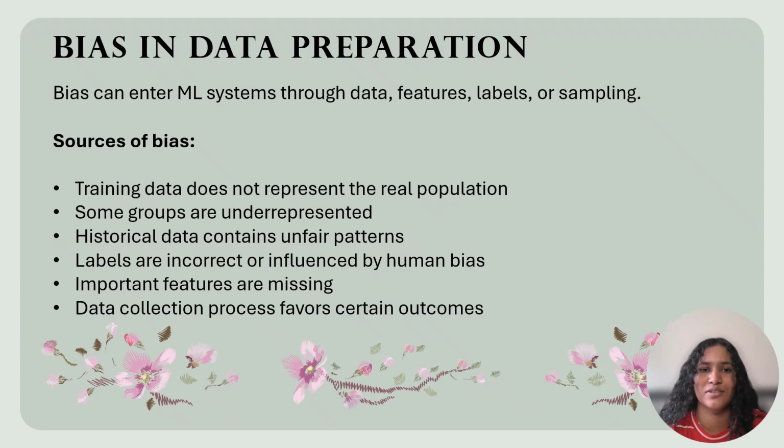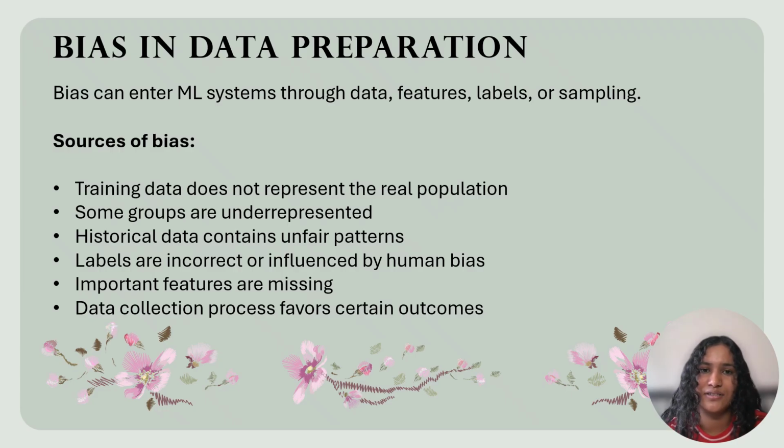Now, let's discuss bias in data preparation, an important challenge that can affect the fairness and accuracy of machine learning models. Bias occurs when the data used to train a model does not accurately represent reality. As a result, the model may make unfair, incorrect, and misleading predictions. There are several common sources of bias in machine learning. The first is unrepresentative training data.